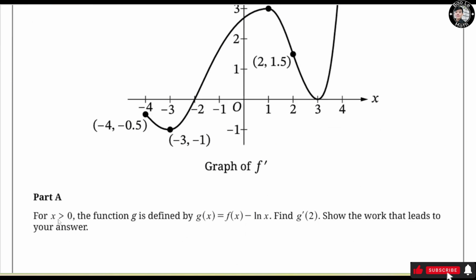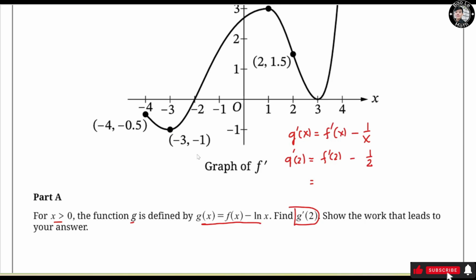Question A. For s greater than 0, the function g is defined as f(s) minus ln s. We need to find g prime of 2. So, we need to take the derivative of g of s, right? g prime of s equals f prime of s minus 1 over s. So g prime of 2 is f prime of 2 minus 1 over 2.